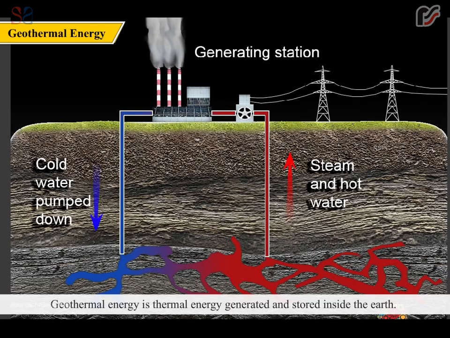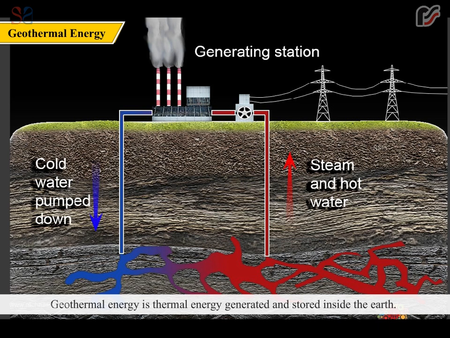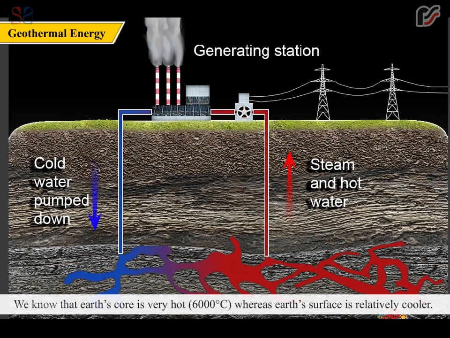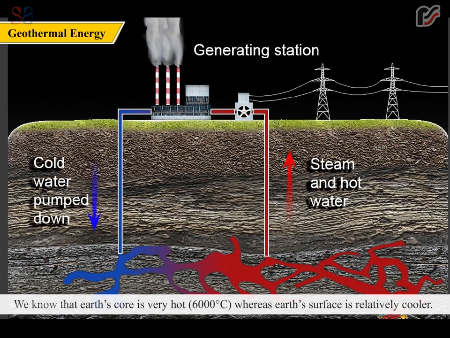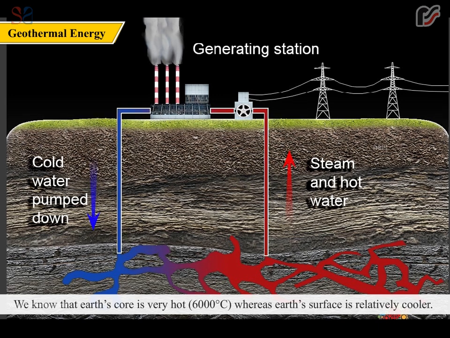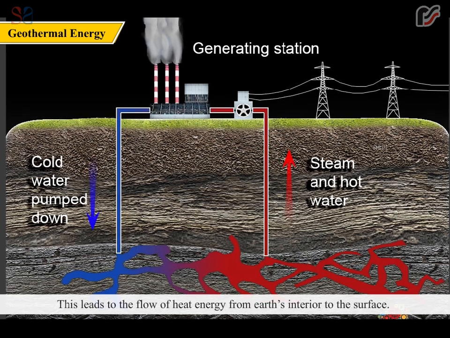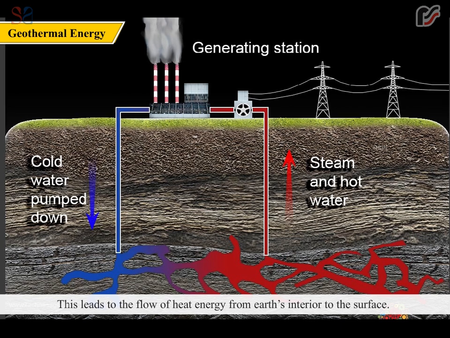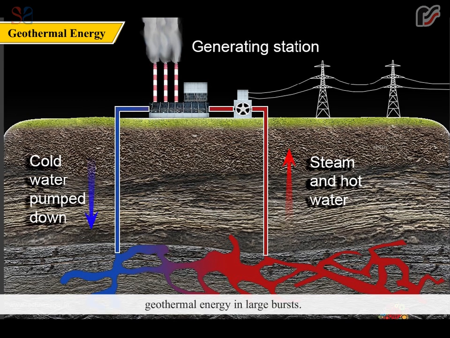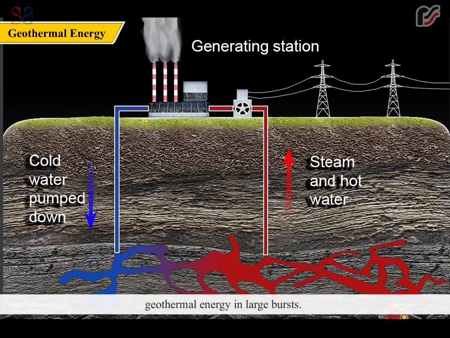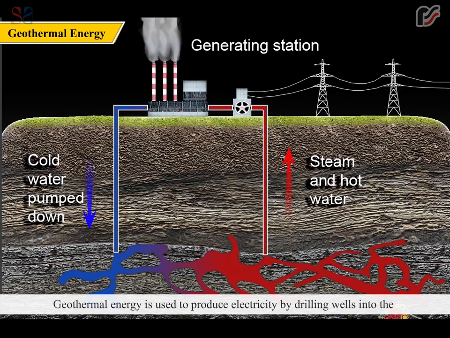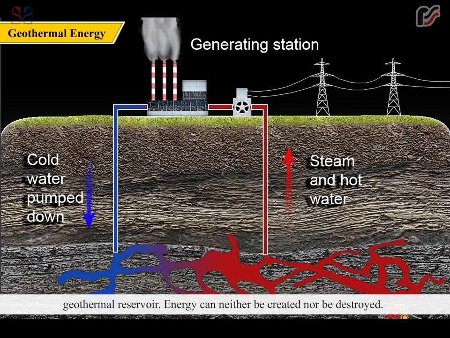Geothermal energy. Geothermal energy is thermal energy generated and stored inside the earth. We know that Earth's core is very hot, 6000 degrees Celsius, whereas Earth's surface is relatively cooler. This leads to the flow of heat energy from Earth's interior to the surface. The volcanic eruptions and hot water springs are examples of releasing geothermal energy in large bursts. Geothermal energy is used to produce electricity by drilling wells into the geothermal reservoir.